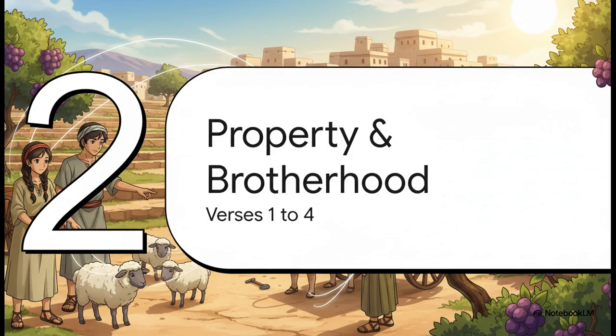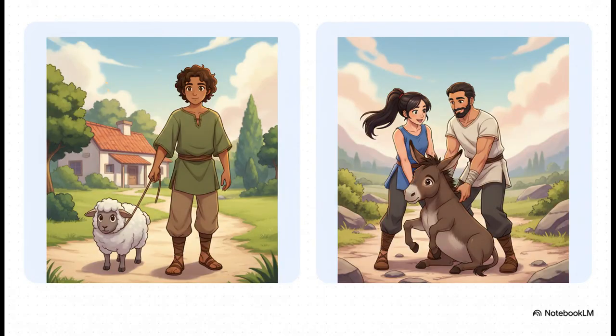Moving into Section 2, Property and Brotherhood, verses 1 to 4. Now, these first 4 verses are all about active empathy. The text explicitly commands that you cannot just look the other way if your neighbor loses something. If you see your brother's ox or sheep wandering off, verse 1 says you have to bring it back. And verse 2 gets super practical.